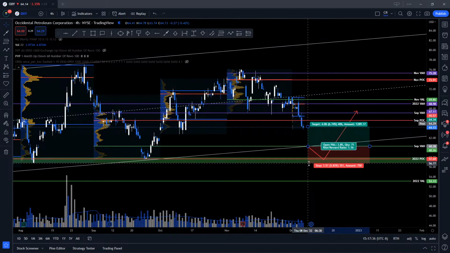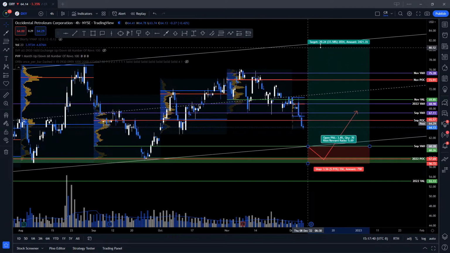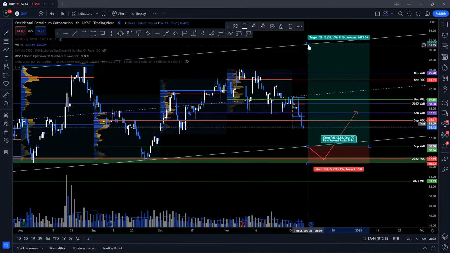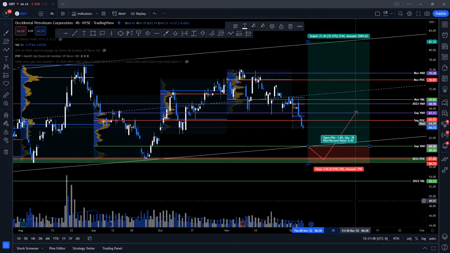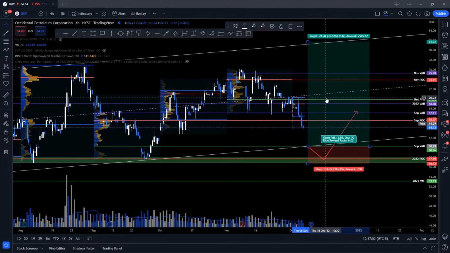You want your stop to be slightly below this demand, and your profit target is up here. So yeah, I would highly recommend a starter position at $60, full position at 57, and then just grab your ankles and hold on for the ride, basically.